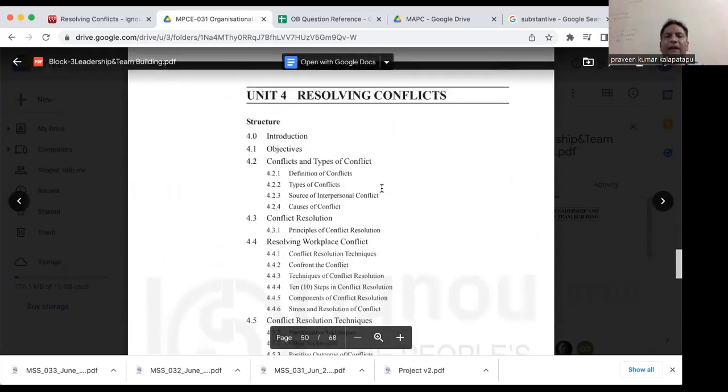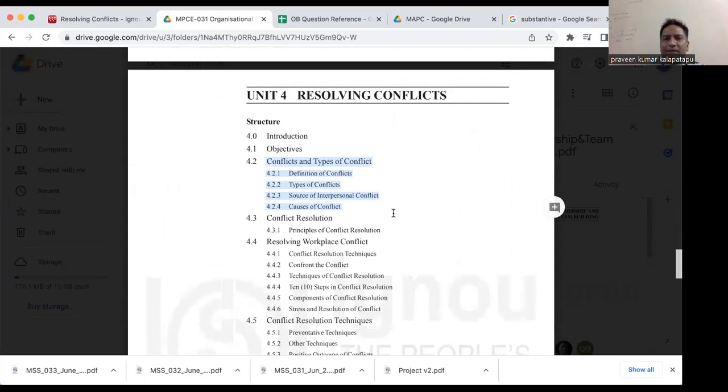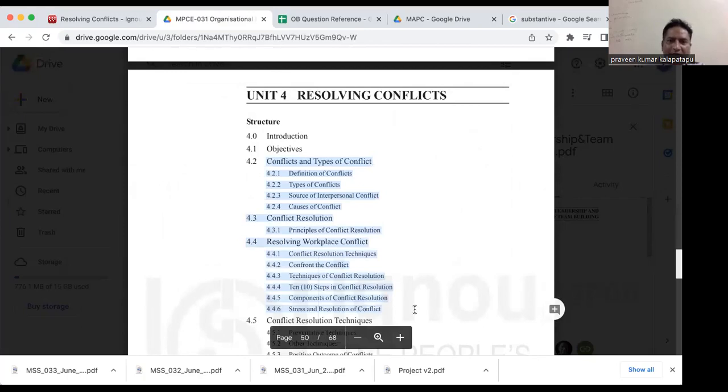So where we are until now, we have covered conflicts, types of conflicts. We covered conflict resolution, principles of conflict resolution. Now we are going into various techniques associated with conflict resolution.